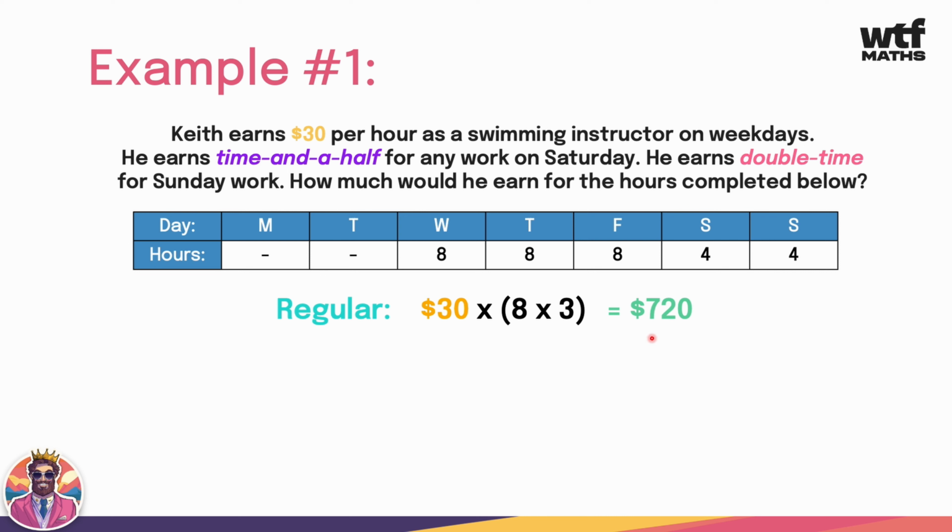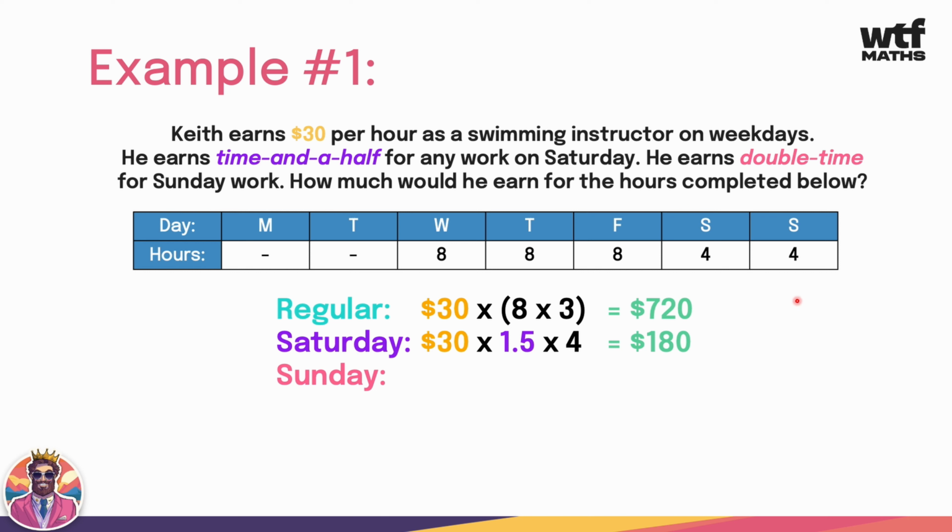The next thing we're going to do is look at the Saturday hours here. He worked 4 hours on Saturday, but it's going to be at time and a half. Now, time and a half just means 1.5. So $30 is the normal pay, times 1.5 times 4 will give you $180.